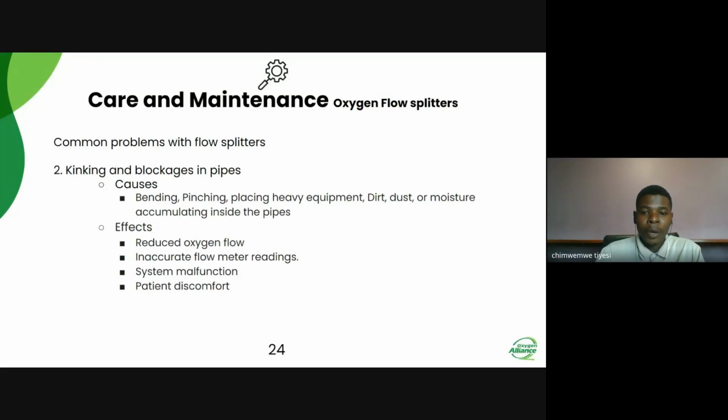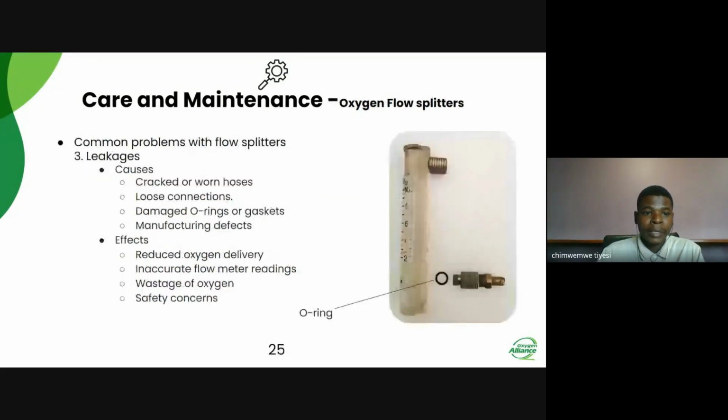Moving on, we are going to look at the last common problem, which is leakages. Mostly, leakages are caused by clogged or worn-out hoses. This is often due to aging of the pipes, where they can clog or break, which may cause leakages in the system.